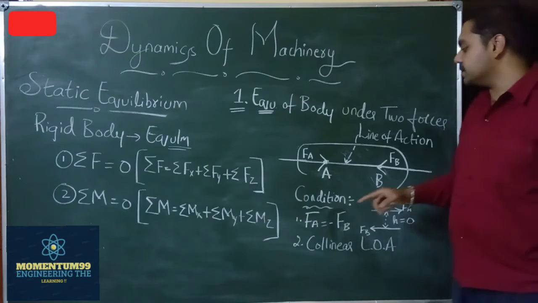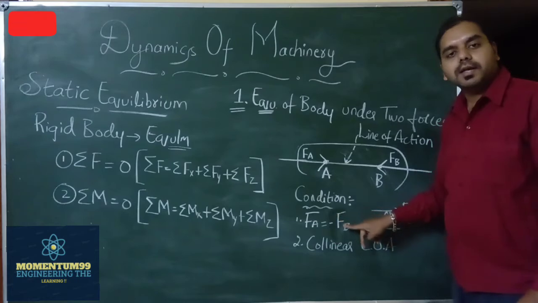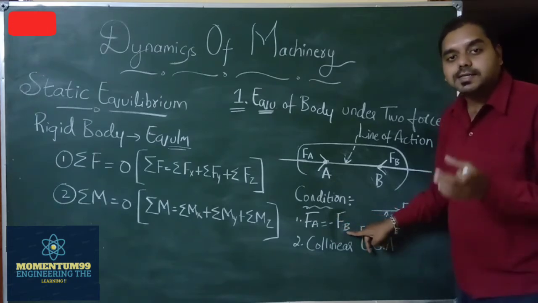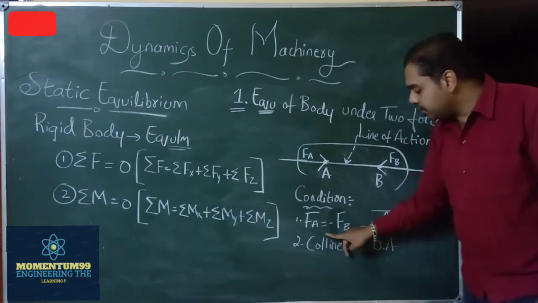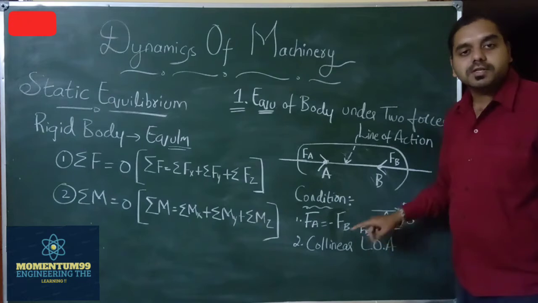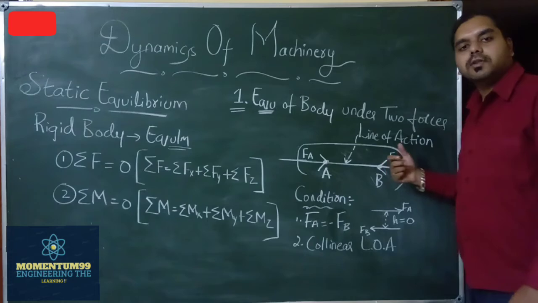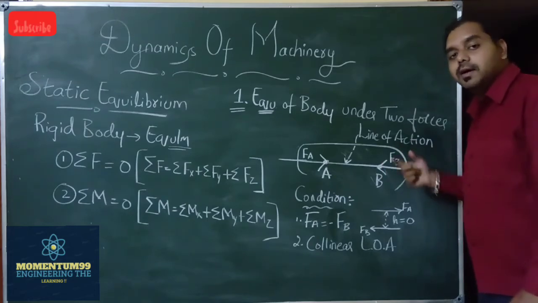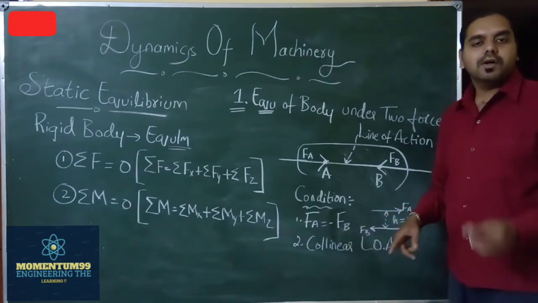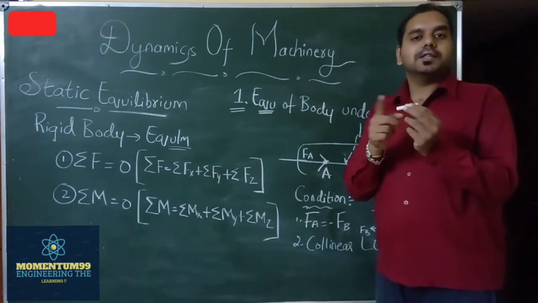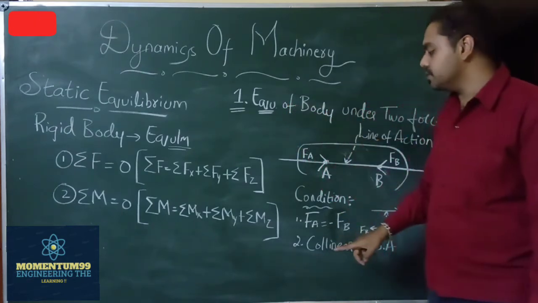Now let's see the other condition. Since the magnitude of the first force should be equal to the magnitude of the second force, we need to consider the direction here. So what is the equation we have written here? Fa should be equal to negative of Fb. What is the meaning of this? The magnitude of the first force, Fa, should be equal to the magnitude of the second force, Fb. One more thing is that their directions should be opposite to each other. So whenever a body is acted upon by two forces, they should have the same magnitude, but their directions of application should be opposite. That is the first condition to be satisfied.